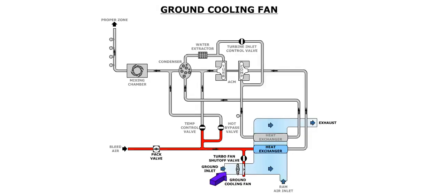In the event there is insufficient airflow for the heat exchanger, a ground cooling fan will draw air from the ground inlet and blow the air over the heat exchanger. The inlet for the fan is the same rammer inlet the heat exchanger uses. Air is then exhausted overboard using the same exhaust that the rammer duct uses. This ground cooling fan is powered by pneumatic air through a turbofan shutoff valve.